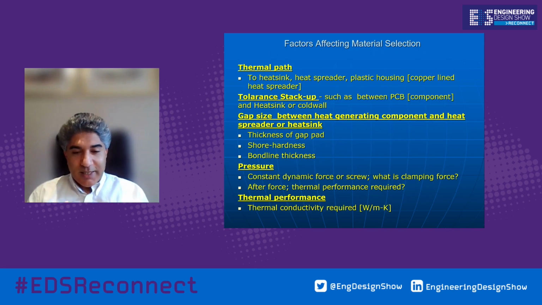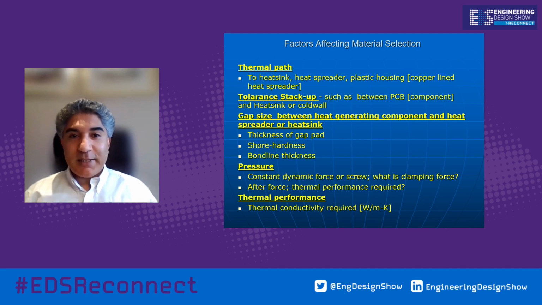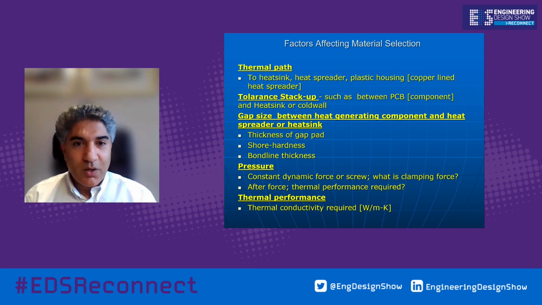Okay, this list, or this slide and the next, is not comprehensive, and some of these factors affecting material selection might not be relevant, or some might be. So the thermal path is identified. What interface is it? Is it going to be a heat sink or cold wall, be it the lid or a cover or a heat spreader? What's going to help dissipate the heat to the outside world?